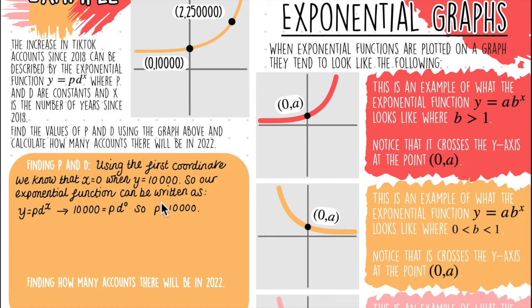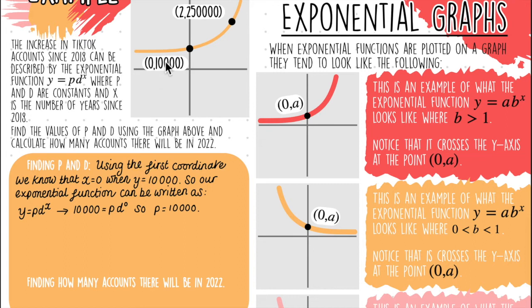Now this makes sense from what we saw over here. I said that when you have a function of this form, when x is 0, y is equal to a. And we found it's true here. When x is 0, p is equal to 10,000. A is p in this example here. Right, now we know p, we need to find d.